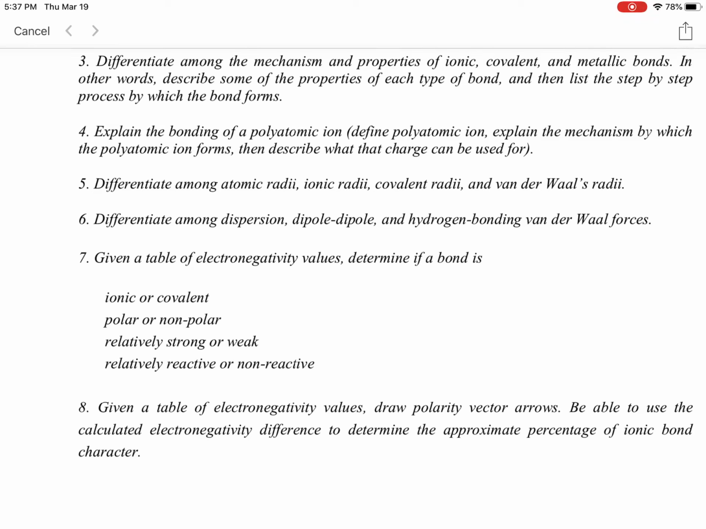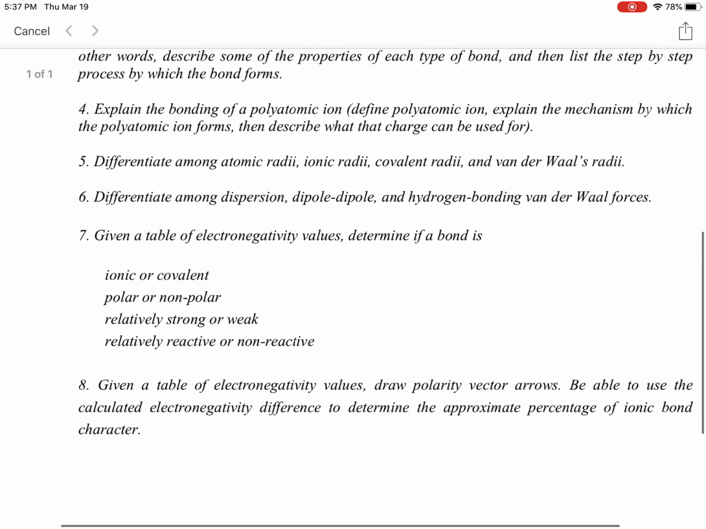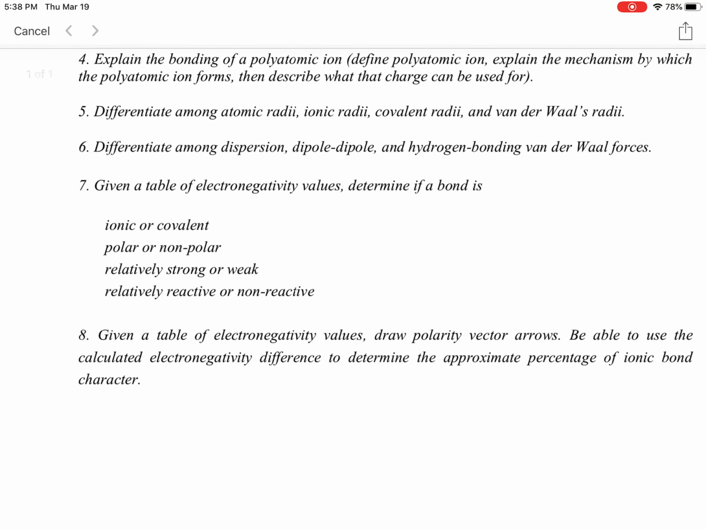Number 7, given electronegativity values, determine, well, we already said ionic versus covalent, polar versus nonpolar, but relatively strong or weak. Again, the bond strength is based upon thermal energy, not water environment. In chemistry, we're going to look at those elements on the far left bonded to those on the far right. The greater the difference in electronegativity, the stronger the bond. Same thing with reactivity. Elements on the far left are going to combine with greater reactivity; in other words, they're going to release a lot more energy when they bond to elements on the far right.